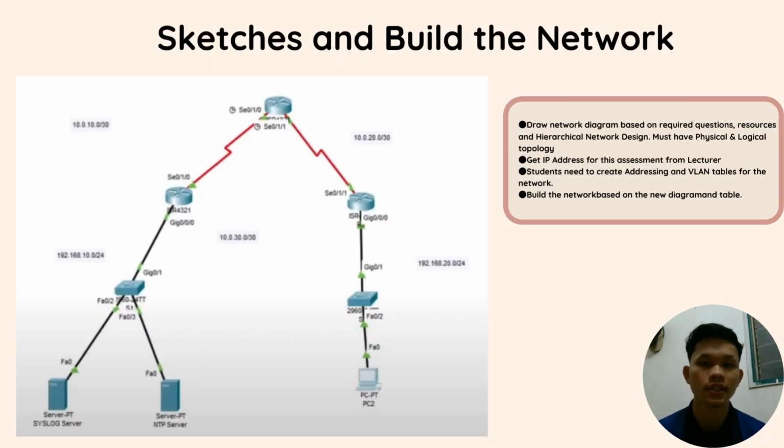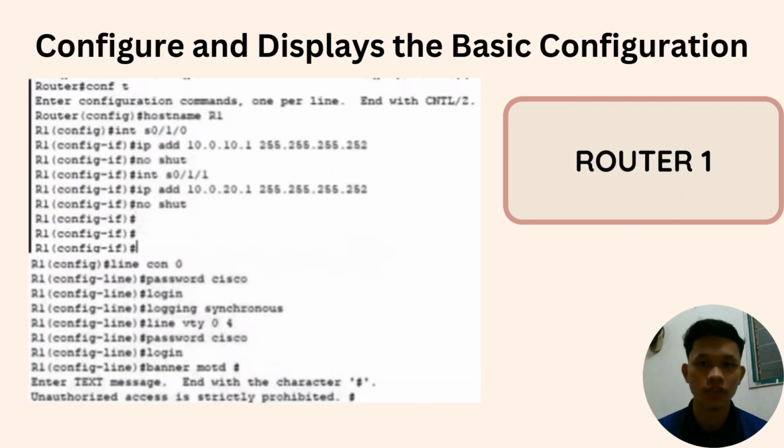Task 1 is to cable and build the network. Referring to the question, we need to draw a network diagram based on the required equipment, resources, and hierarchical network design. It must have physical and logical topology. Number 2, get the IP address for the assessment from the lecturer. Number 3, the student needs to create an addressing and VLAN table for the network. The last one, build the network based on the diagram and table. Over here we can see that I have put 3 routers, 2 switches, 2 servers, and 1 PC for the client.